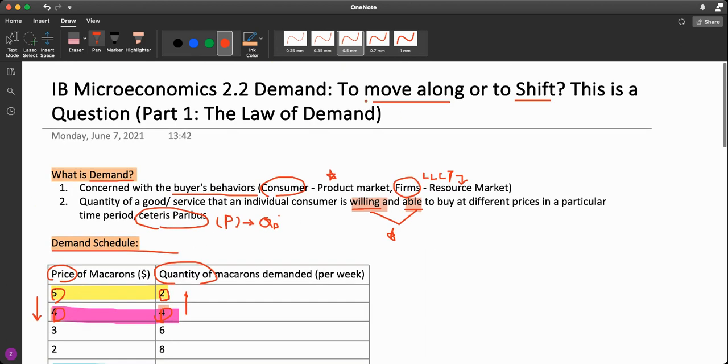So before we solve this problem, we still have to consider under what scenarios the curve will shift. And we'll talk about that in our next video.